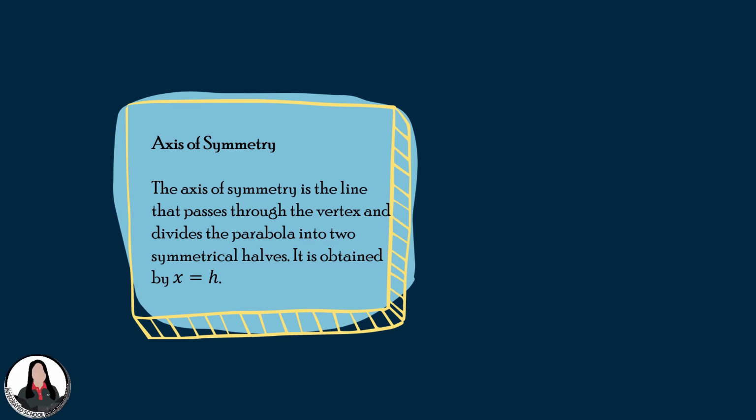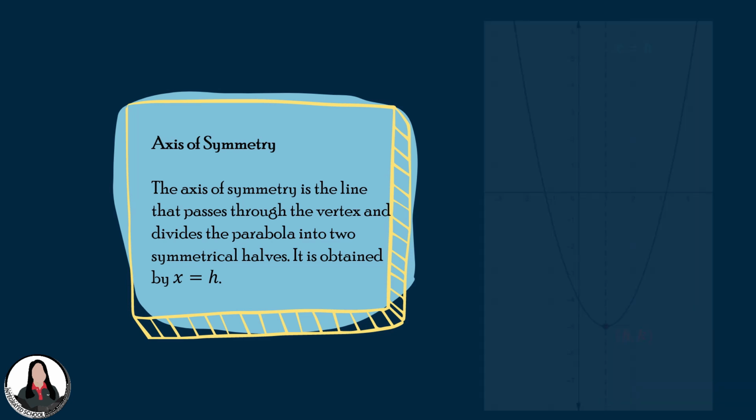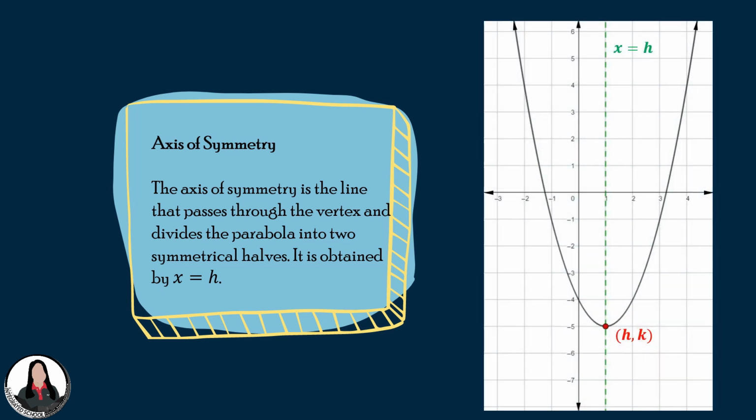Next is the axis of symmetry. The axis of symmetry is the line that passes through the vertex and divides the parabola into two symmetrical halves. It is obtained by x equals h. So, yun yung formula na gagamitin natin. So, I have here the illustration. This illustration is also similar with the previous one kasi nandiyan na rin yung h, k natin. It's just that dinagdag natin si break line na color green. And it is characterized by the equation x equals h. So, yung h ay nagbabago depende sa h value ng ating vertex.